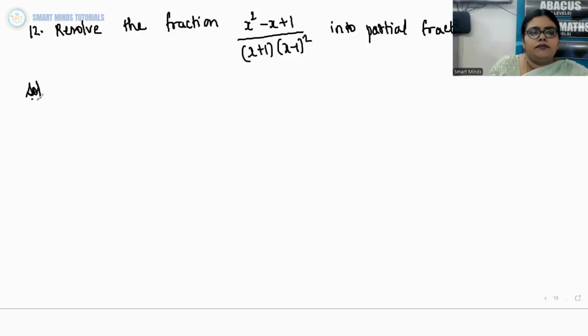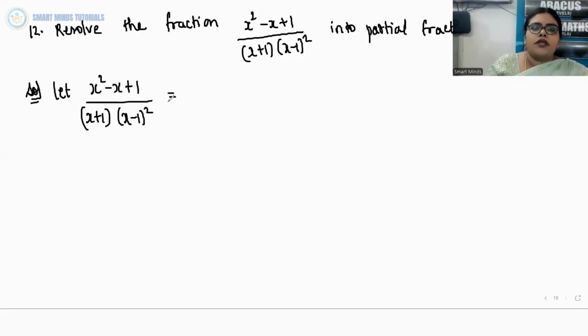Take the next question. It is from partial fractions. Resolve the fraction into partial fractions. So let us take (x squared minus x plus 1) by (x plus 1)(x minus 1) whole square equals. Now you can see in the denominator you have two linear factors, but one factor has power 2. That means it has a repeated root. So whenever repeated root questions are given, let us see how to resolve them. So that is A by (x plus 1) plus B by (x minus 1) plus C by (x minus 1) whole square.